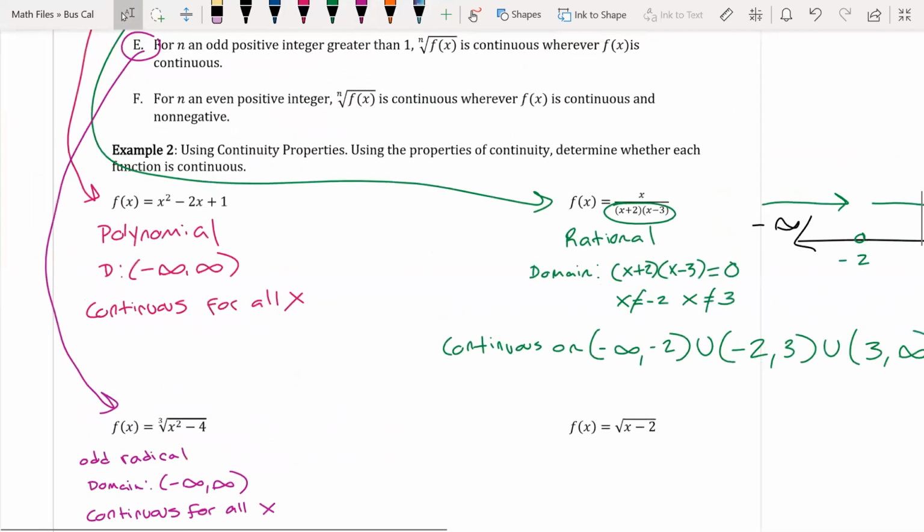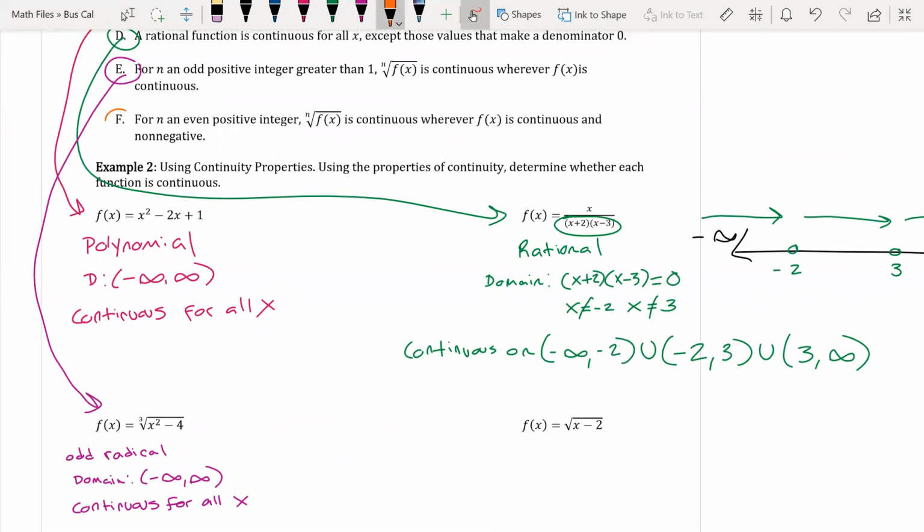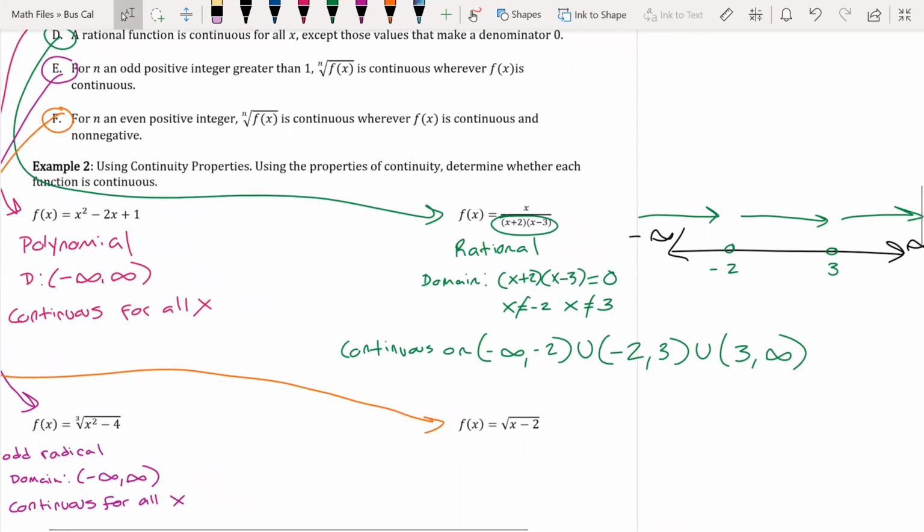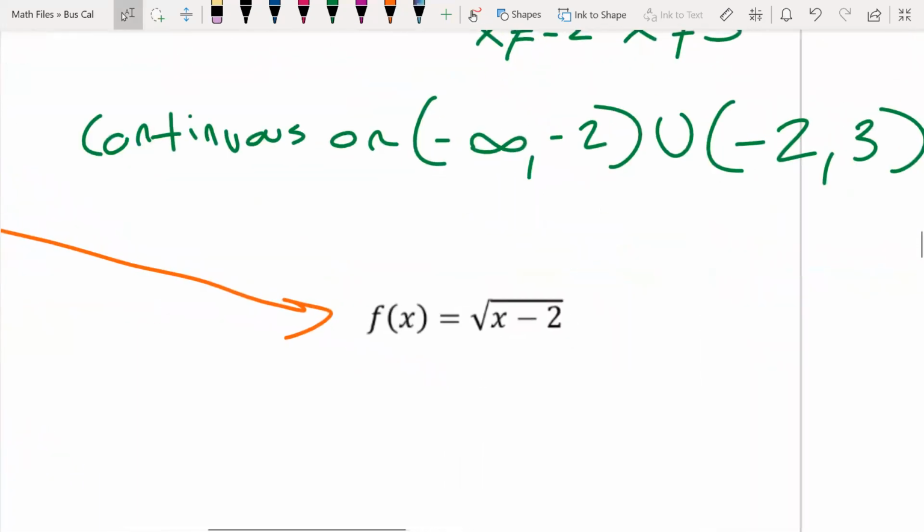All right. Last one. F. You belong here. Well, if E dealt with odd roots, then F is going to deal with even roots. So for n, an even positive integer, the nth root of f of x is continuous wherever f of x is continuous and non-negative. So that means if you have an even root function, we're going to be continuous wherever we are non-negative. So let's explore what that means. So over here, we have now an even radical.